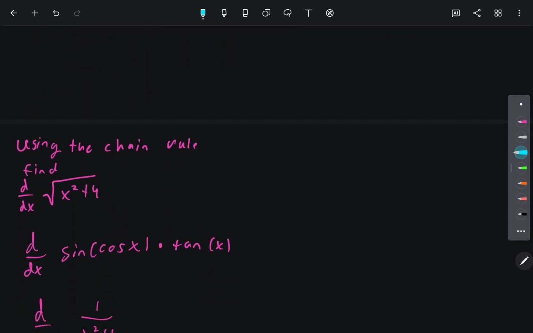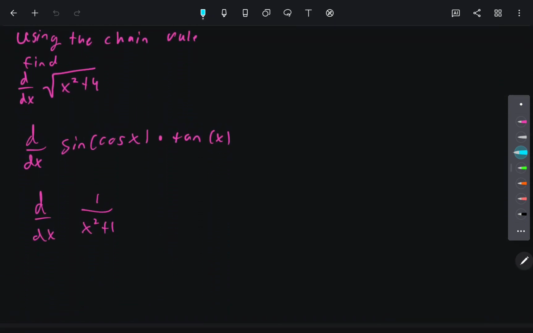Alright, so what does this really look like? Well, I have three examples. The first one was our first problem that we solved. So we take the derivative of the outside function. Really the outside function here is x to the power of 1/2. Let's rewrite this first. So it's d over dx of (x squared plus 4) to the 1/2 power.